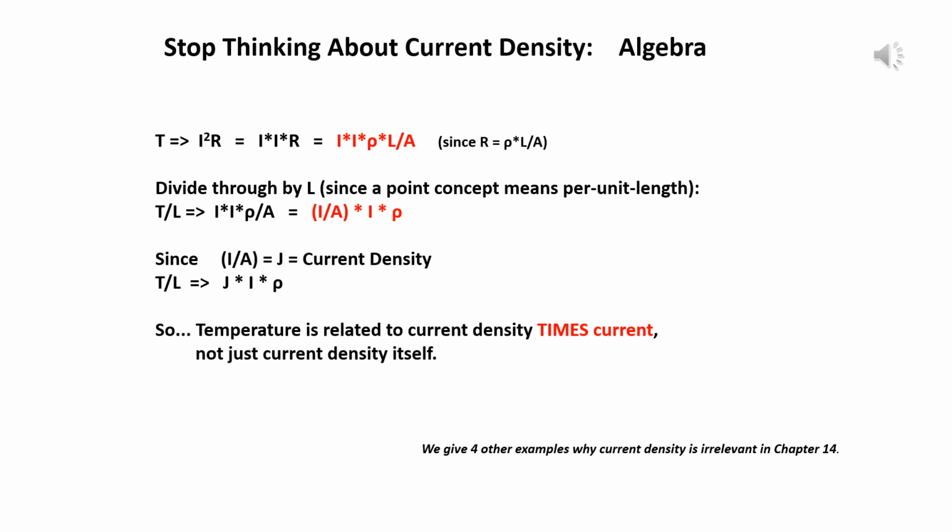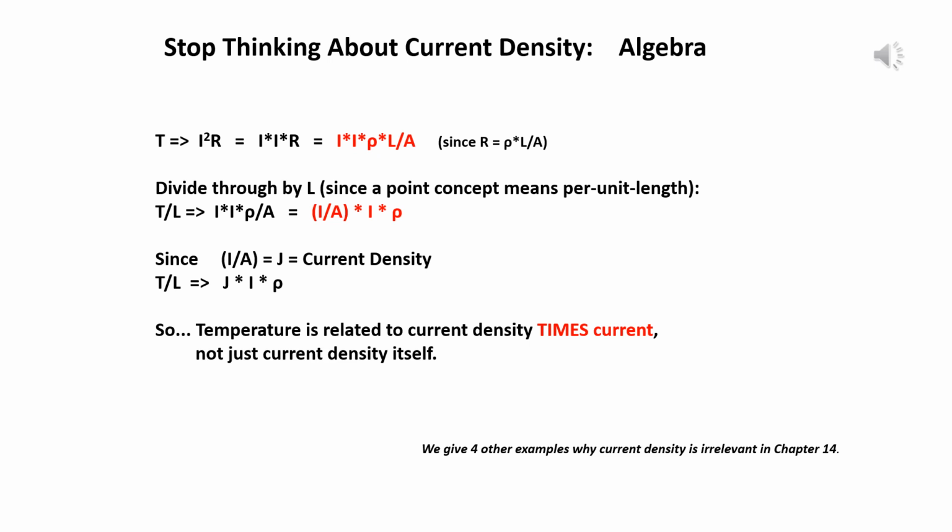Finally, with apologies to those of you who don't like equations, I'm going to demonstrate the point using a little bit of basic algebra. Looking at the top line, the temperature of a trace is related to I squared R. We can rewrite that as I times I times R. And since R, the resistance, is equal to the resistivity, rho, times the length of the trace divided by the conducting cross-sectional area, we can finally get the expression: the temperature of the trace is related to I times I times rho times L divided by A.